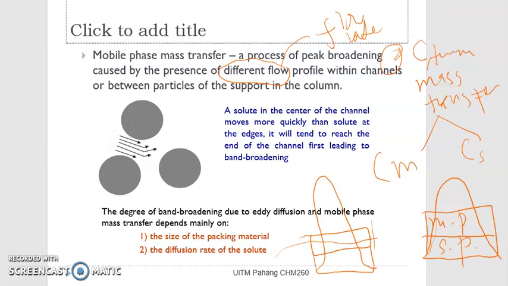Okay, so what happens? For example, we have this. This is our column, right? There are solutes in the center, and then there are solutes at the edges. When the flow of gas goes through, what happens? The ones in the center will move faster compared to the ones at the edges. So these will go first and reach the detector first, followed by the ones at the edges. Since they arrive at different times, it will become a broad band. The degree of band broadening due to eddy diffusion and mobile phase mass transfer depends mainly on the size of the packing materials and also the diffusion rate of the solute.